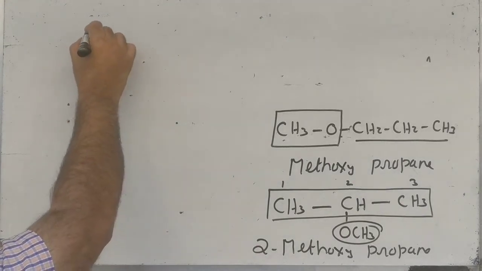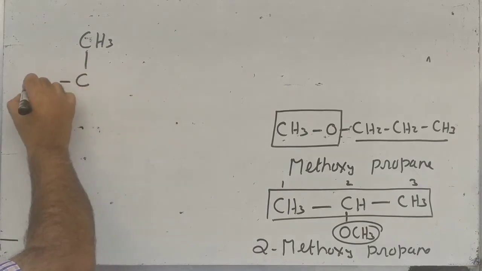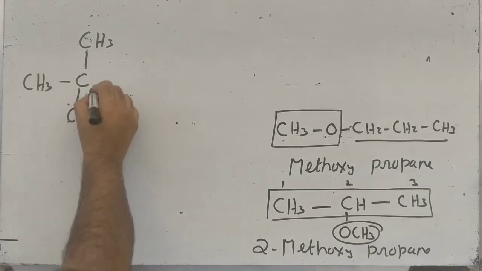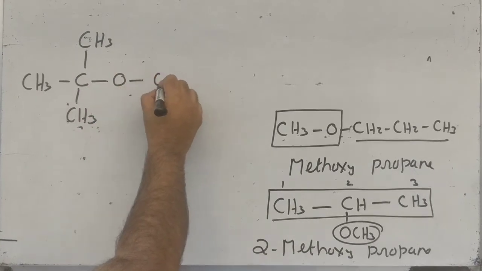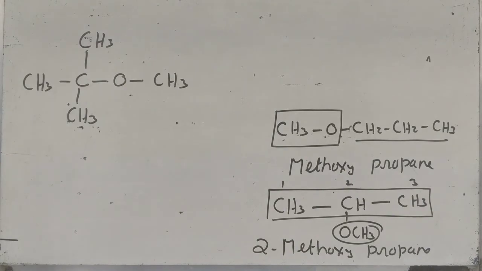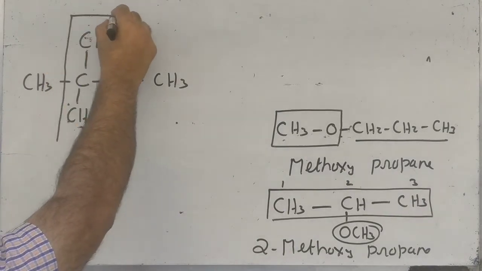Let us see this member. Let's give the IUPAC name of this, whose common name was tertiary butyl methyl ether. Let's select the long chain of carbon atoms. This is a long chain of carbon atoms with 3 carbons.